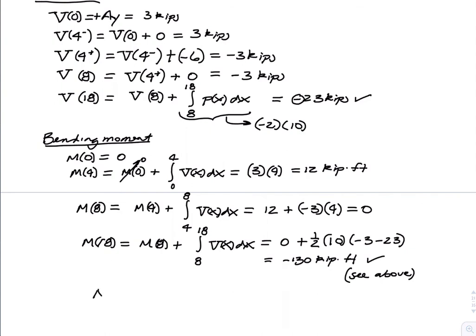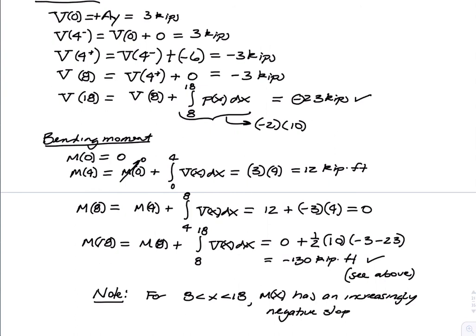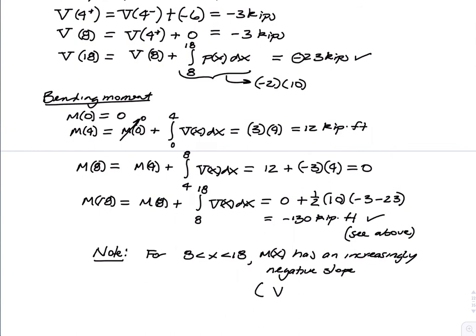One thing to note here as we get ready to make this sketch is that for the range of x between 8 and 18, M of x has an increasingly negative slope. How do I know that? Because recall that V of x is equal to dM/dx. And if you look back at the equation for V, it's a negative slope linear function, which means again that the slope of M is getting more negative as we move across. It's going to be parabolic, and it's going to be such that the slope is getting more negative.